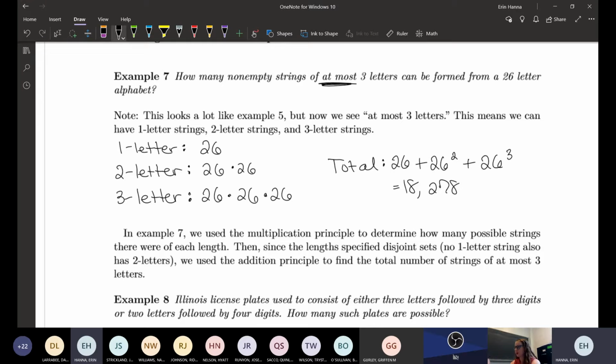So here, again, we had to mix the two. We had to find each of the separate cases using the multiplication principle, and then we could add them all together since they don't share any elements. So in that example we just did, we had to use the multiplication principle to determine the possible strings, and then we could add them together.